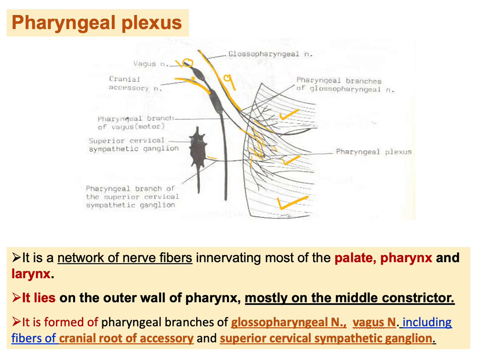Now from there, mainly the branch that comes from the pharyngeal branch of the vagus nerve innervates the pharynx, but of course through the pharyngeal plexus.